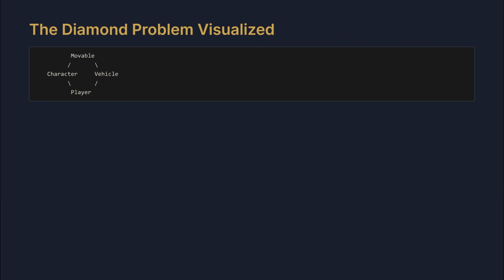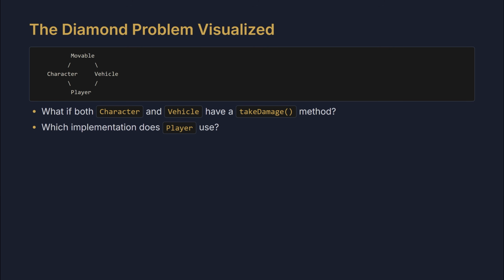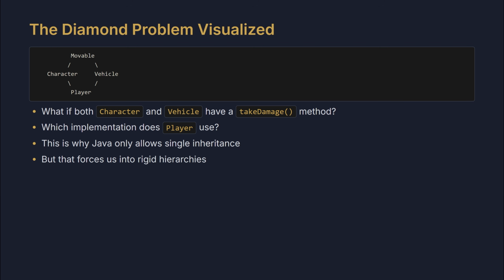So here's the diamond problem visualized. We have a movable class, and then a character and vehicle class that inherit from it. Then we have a player that inherits from both. And what if both character and vehicle have a take damage method? Which implementation does player use? This is why Java only allows single inheritance, but that forces us into rigid hierarchies.